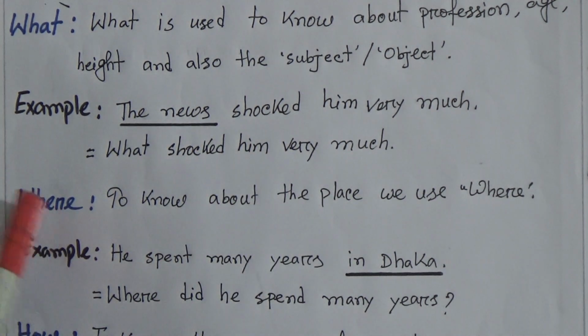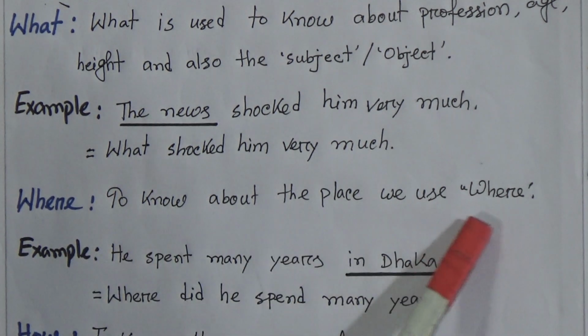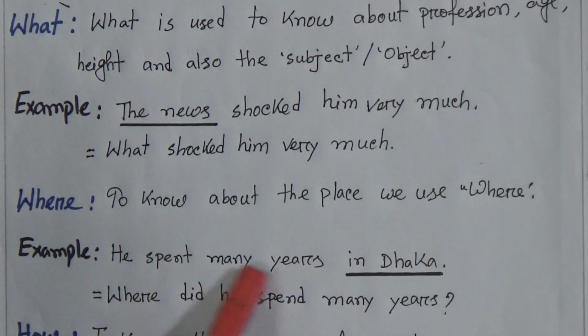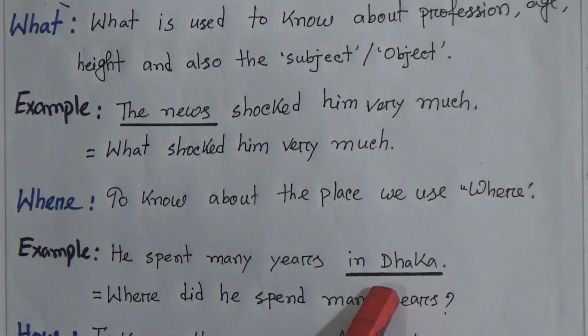The second is where. To know about the place, we use where. He spent many years in Dhaka. Look at the underlined portion. In Dhaka, Dhaka is the place, so we will use where.